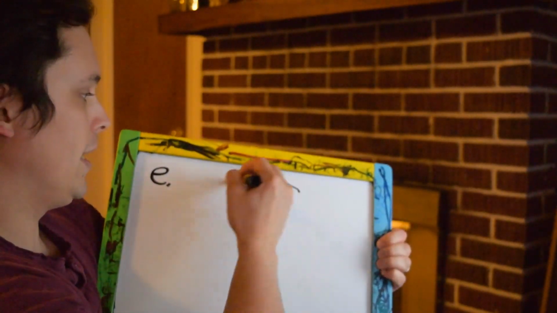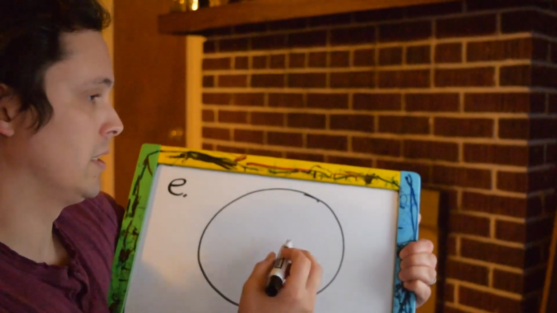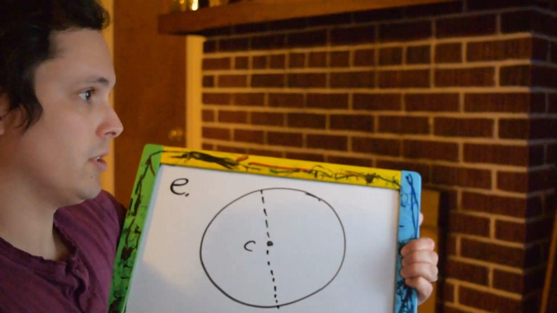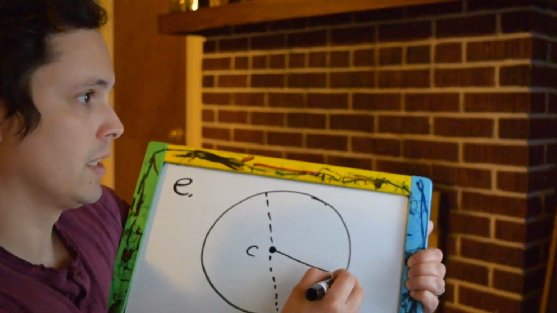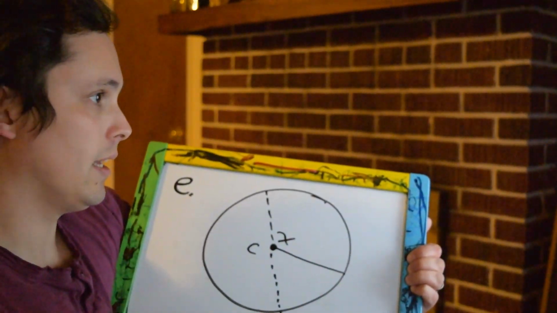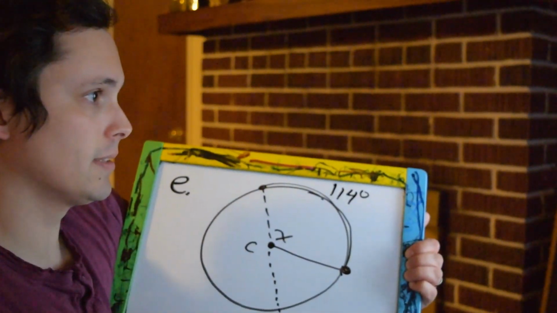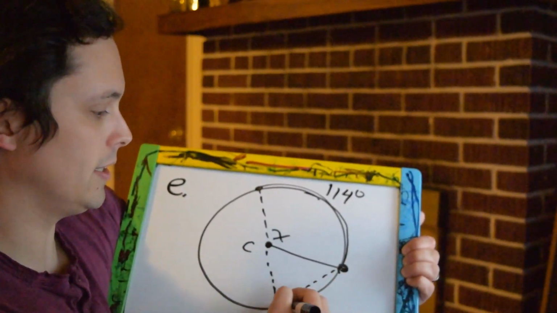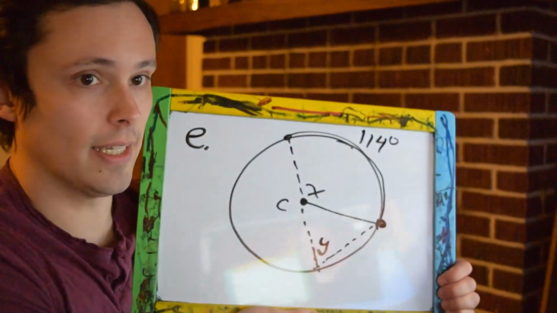Okay, in E, we have a circle, and we have center C. We have a diameter dashed through it. We have a line connecting here to here. And I think we're being told that this angle right here is x. And we're told that this arc from here to here is 114 degrees. And we're told that this angle, because we also have a dashed line connecting here to here, is y. So our goal here is to solve for x and y.